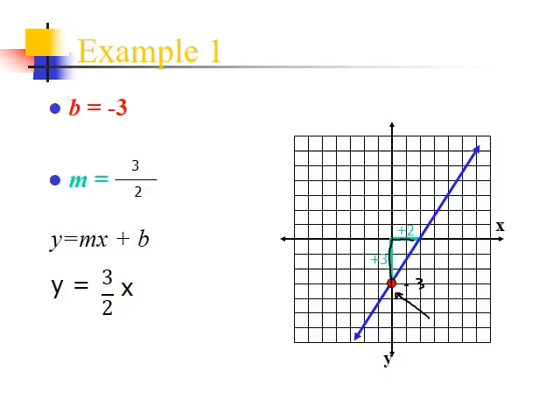We'll put the x in, and normally it would be plus b, but in this case, remember, b is actually minus 3, so it's just going to end up being minus 3. There's our equation of a line.